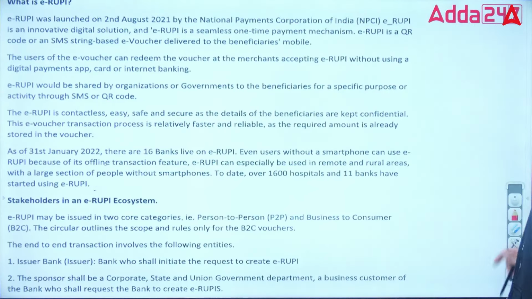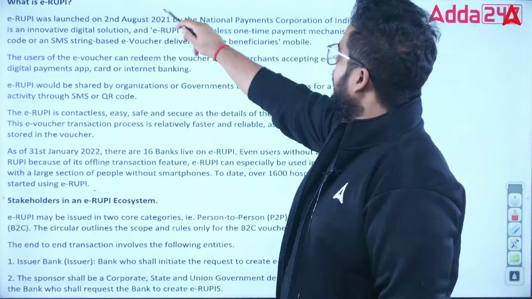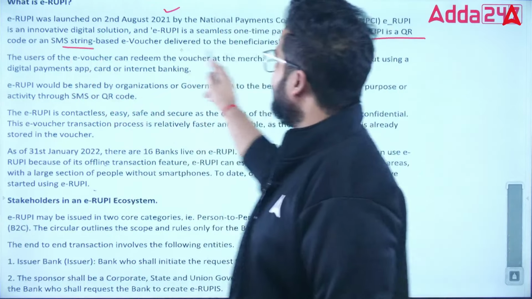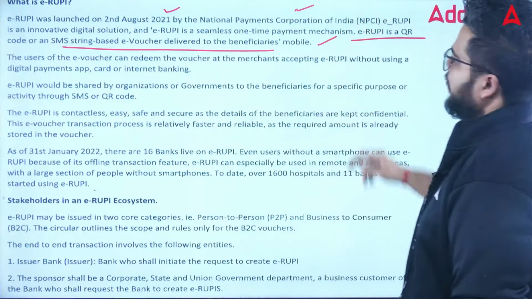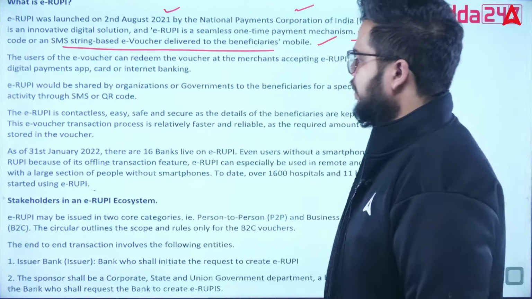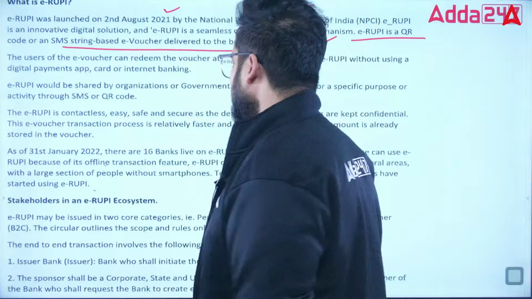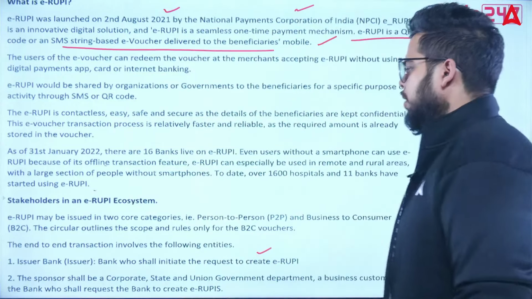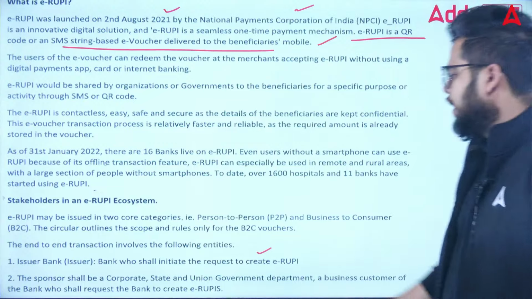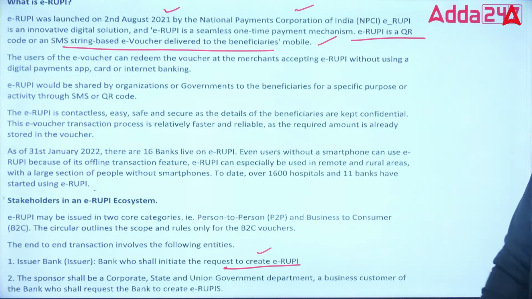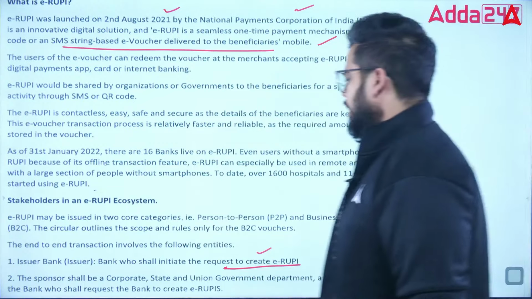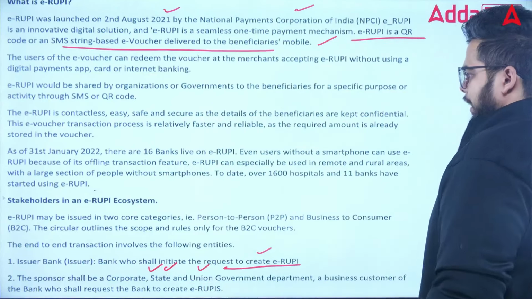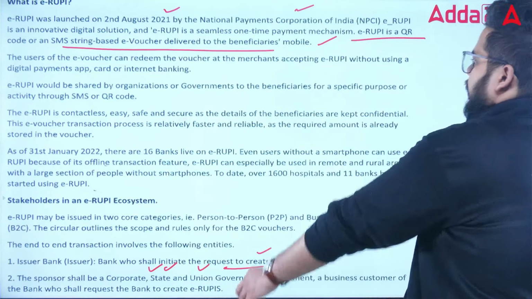Then e-Rupee, what is e-Rupee? Launched in 2021 by NPCI. It is a QR code or SMS string based e-voucher delivered to the beneficiary's mobile. And when we talk about the stakeholders in the e-Rupee ecosystem, you will find the major stakeholders as your issuer bank, that is the issuer, the bank who shall initiate the request to create the e-Rupee, and the sponsor will be your corporate, state or union government department for that matter, when we talk about the governmental departments.